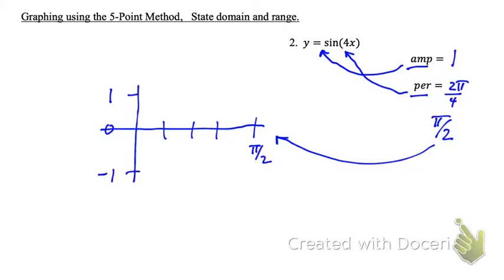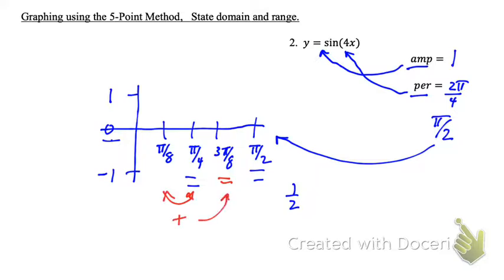Okay. Now how do I label these other landmarks on this x-axis? I take pi over 2 and divide it in half and I get pi over 4. What's in the middle of 0 and pi over 2? Pi over 4. What's in the middle of 0 and pi over 4? Pi over 8. What's in the middle of pi over 4 and pi over 2? 3 pi over 8. Another shortcut to get this landmark is to take these two and add them together. So that may help you.